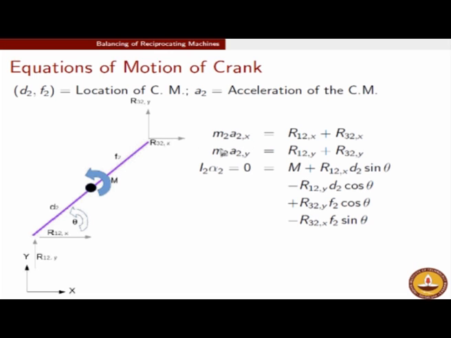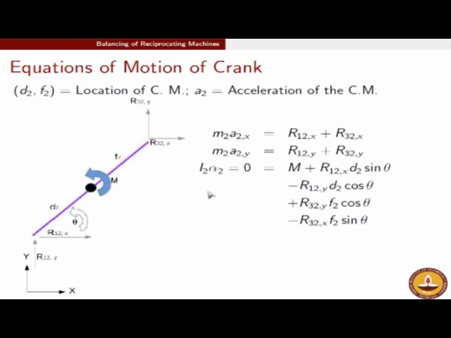Now mass times acceleration in the x direction should be equal to the sum total of all forces in the x direction. So the forces on this crank in the x direction are R12, x and R32, x. So therefore you have m2 times a2 in the x direction. A2 is the acceleration of the center of mass. So the acceleration of the center of mass in the x direction multiplied by the mass of the crank should be equal to the sum total of the forces along the x direction, which is R12, x and R32, x, right. Similarly, mass times acceleration along the y direction should be R12 in the direction of y plus R32 in the direction of y. And lastly, about the moment equilibrium.